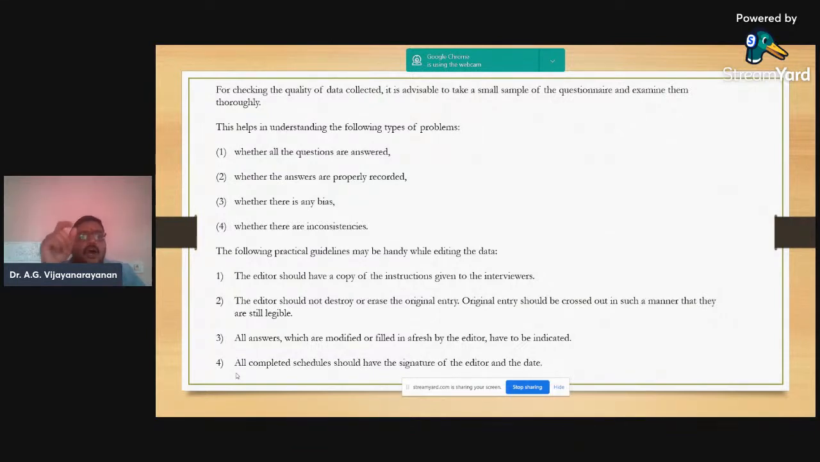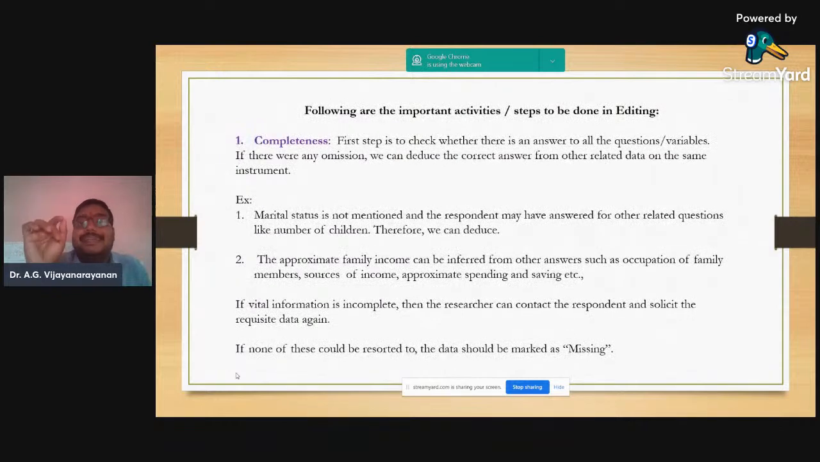Check whether all the answers are properly recorded or not. See whether there is any bias or not. Look for the consistency. Very important. In data editing, you have to see two things. One is completeness, the next one is accuracy.